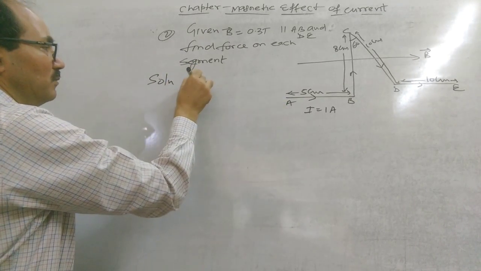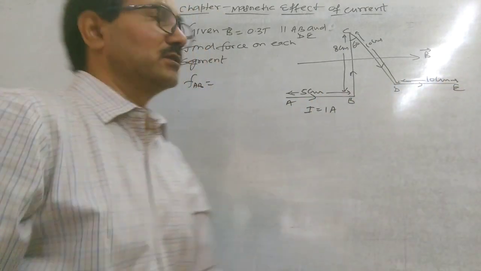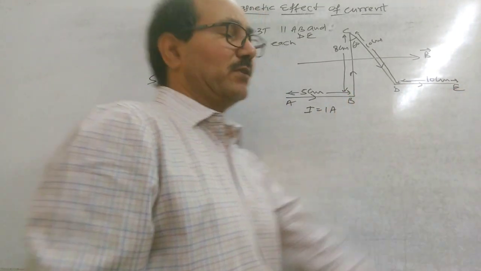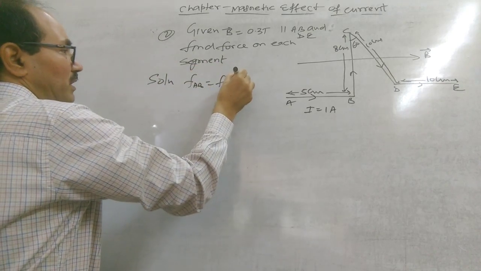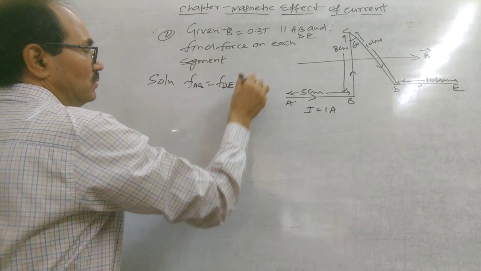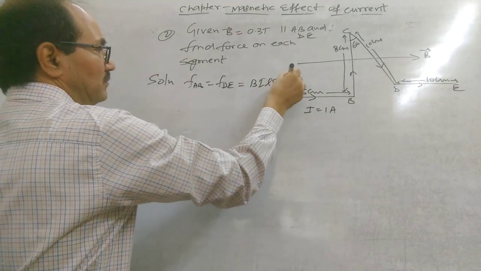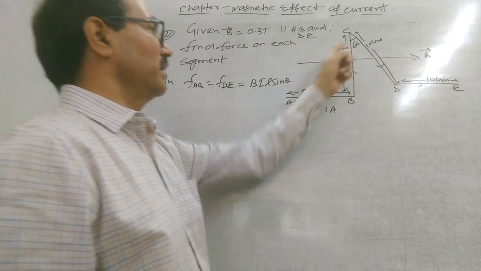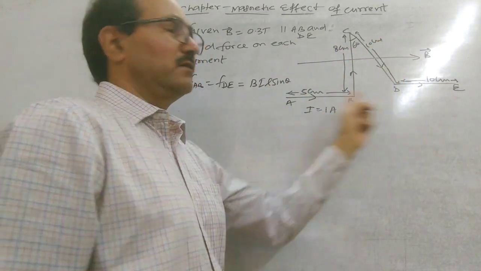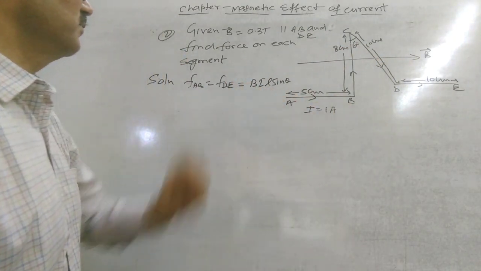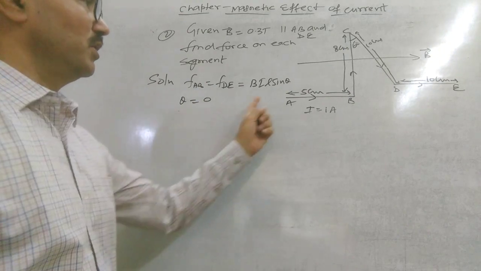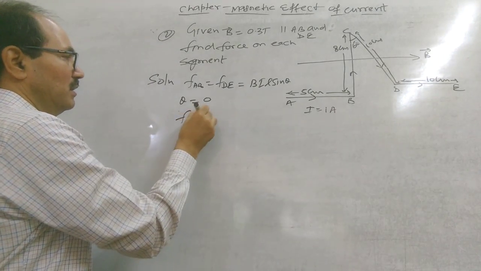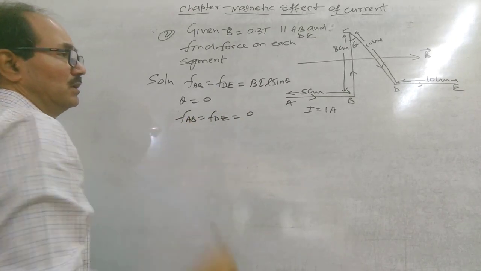फोर्स ऑन दिस आर्म AB और सेगमेंट DE, दोनों पर फोर्स देखते हैं। फोर्स इज इक्वल टू कितना होता है, दिस इज F is equal to BIL sin theta। फोर्स हमने डेरिवेशन किया था, फोर्स ऑन द करंट कैरिंग वायर इन यूनिफॉर्म मैग्नेटिक फील्ड। इस रीजन में पूरे में मैग्नेटिक फील्ड है, इसलिए यहाँ पर इतना फोर्स लगता है, बट हियर थीटा इज इक्वल टू 0 बिकॉज दिस मैग्नेटिक फील्ड इज पैरेलल टू लेंथ, देयरफॉर थीटा इज 0। Therefore, FAB is equal to FDE is equal to 0.